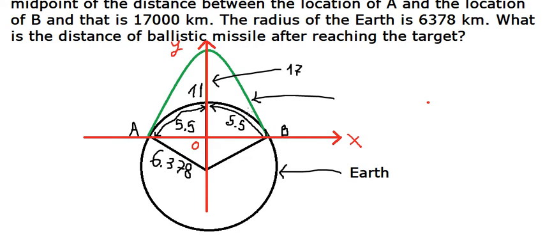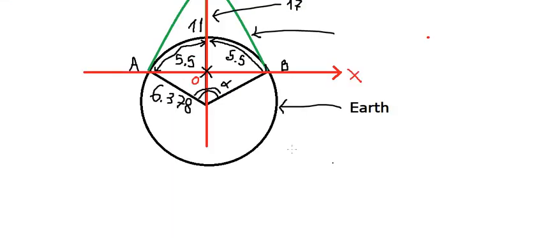This is the arc of the circle. So we want to find this angle in here. Why do I need to find this angle? Because we want to find the peak of the ballistic missile relative to the number 0 in here, so that we can create the parabola. First, we have 5.5, 5.5, total is about 11.